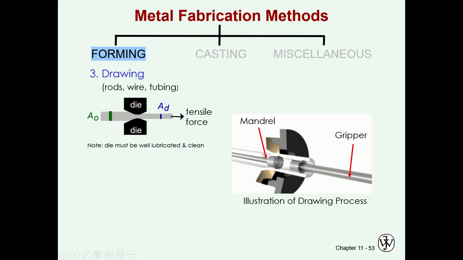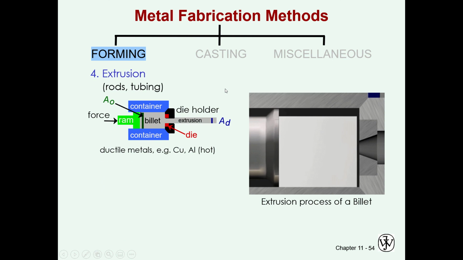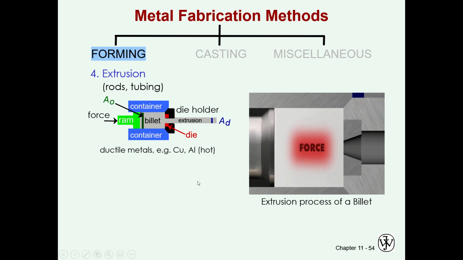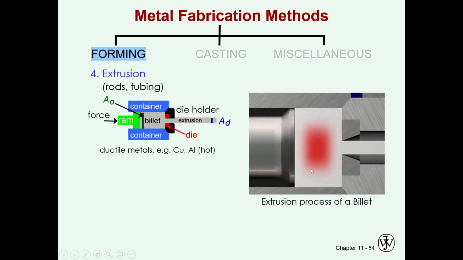So this is the bigger diameter. This is the smaller diameter. This is the drawing process. We use this when we want to make rods, wire, and tubes. The fourth type is extrusion. When we compress a metal, it heats up, then that heat is enough for it to melt. So that's extrusion of a billet.